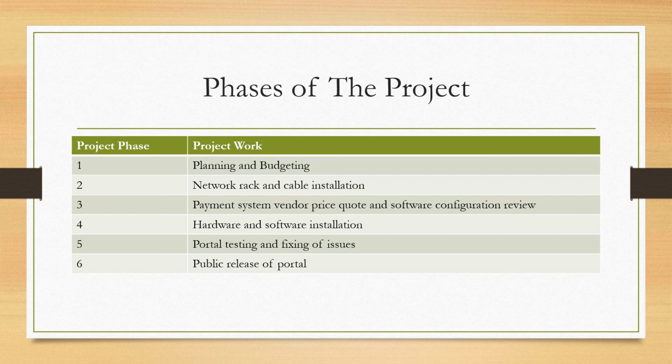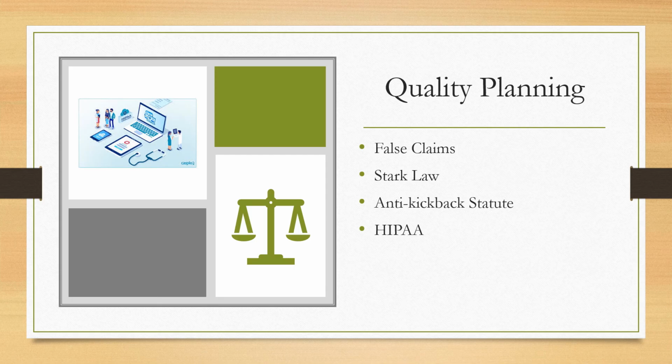Phases of the project. Here are the phases of the project. Our first phase will be the planning and budgeting. Phase 2 will be to install a network, racks, and cable. Phase 3, payment system vendor price quote should be acquired by then, and software configuration review. Hardware and software installation will fall under our phase 4. Portal testing and fixing of issues will be phase 5, and phase 6 will be the public release of the portal.